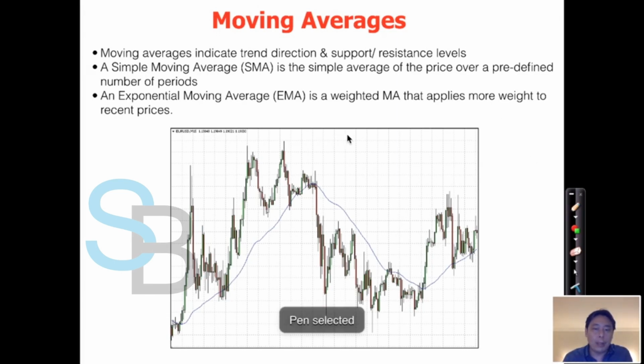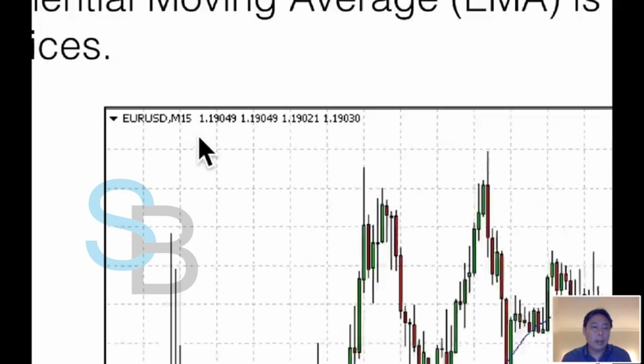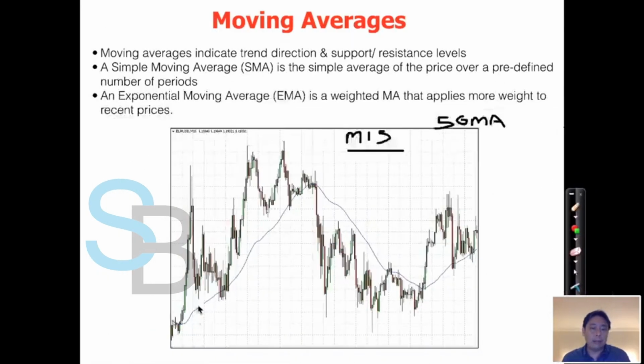So for example, if you're looking at 15-minute candles, and you apply the 50 moving average, what does it mean? In this case, you can see that these are 15-minute candles, and the blue line is the 50 moving average. So what does it mean again?